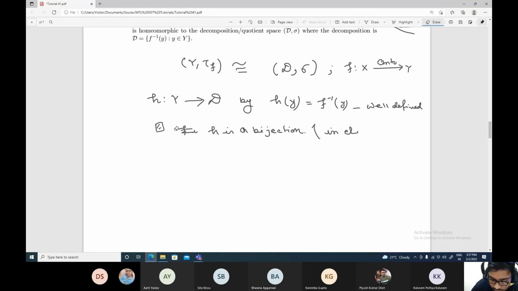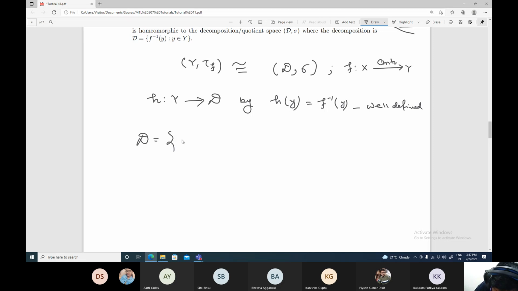Before that, let me write these two sets explicitly. Now this is D. What is this D set? This is f inverse of y, where y belongs to Y. And we define sigma to be the union of f inverse, sorry, not in this way.